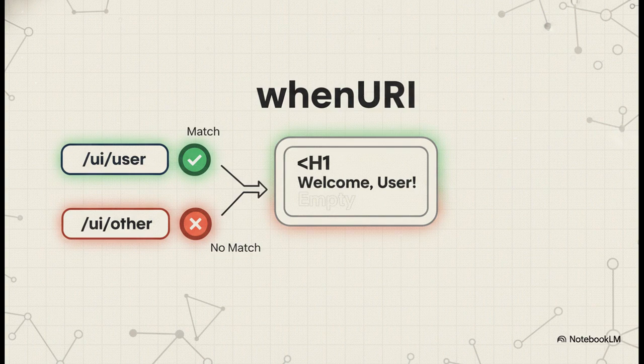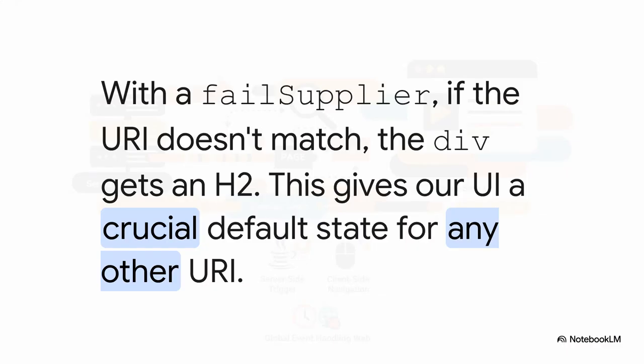Now, if the URL is anything else, it won't match, and because we haven't given it a failure case yet, the div just becomes empty. Now, let's fix that empty div problem by adding a fallback. See? In this version, we've added a fail supplier. So the logic is super clear now.